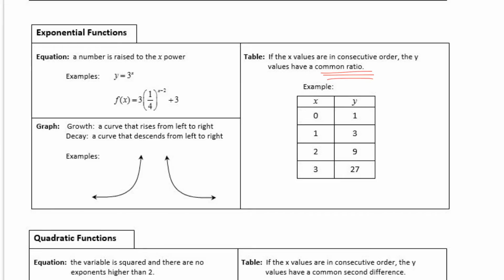So just like in the linear table, we're going to start from the bottom, and we can divide our way up. So we would look at 27 divided by 9, which is 3. 9 divided by 3, which gives us 3. And 3 divided by 1, which also gives us 3. This 3 is what we call a common ratio.